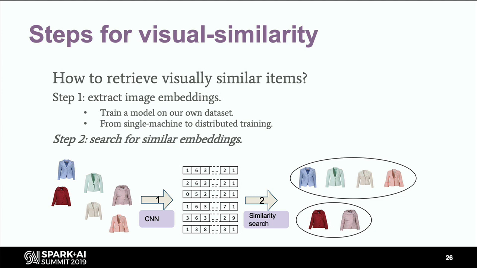So that's about training the neural network with distributed training. We have trained a model on a single node on our own data set, which is currently in production, and we have explored migrating from a single machine to distributed training. Then the second step is to search for similar embeddings once you get the embeddings.